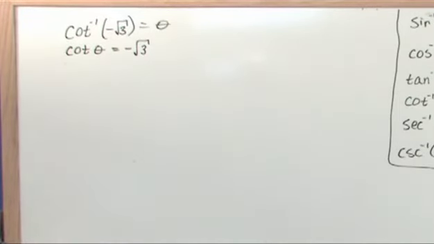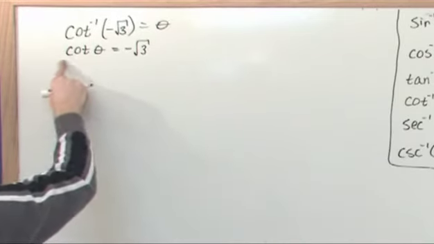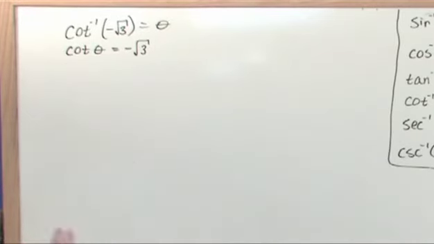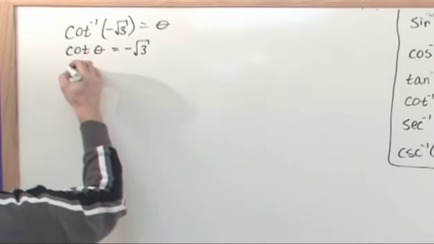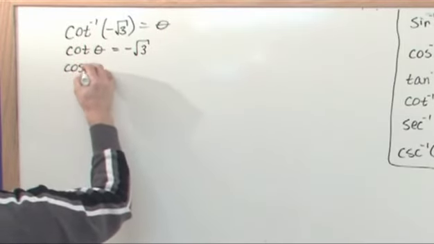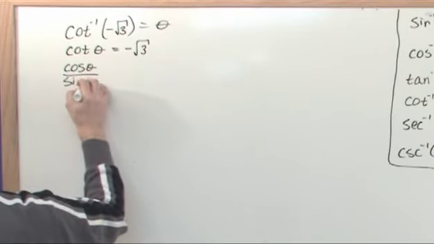The next thing I like to do, when I'm dealing with cotangents, secants, or cosecants, is always rewrite them. Cotangent is simply equal to cosine of theta over sine of theta.